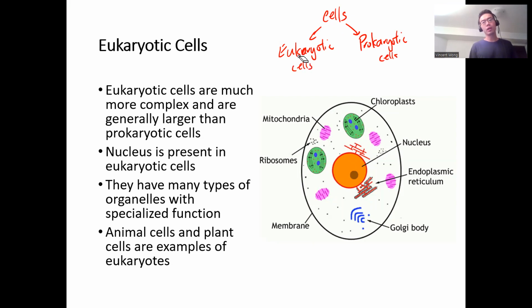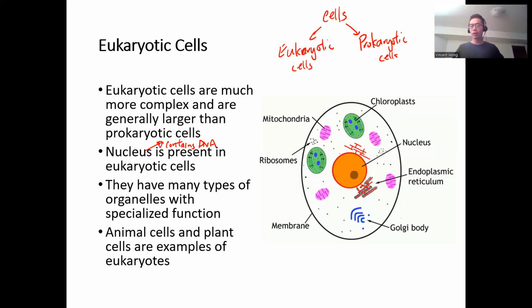Sometimes they are called eukaryotes, Y-O-T-E, and prokaryotes. We are made up of eukaryotic cells. They are very complex. They are generally bigger. And most importantly, we have a nucleus. The nucleus is the central area that contains DNA.